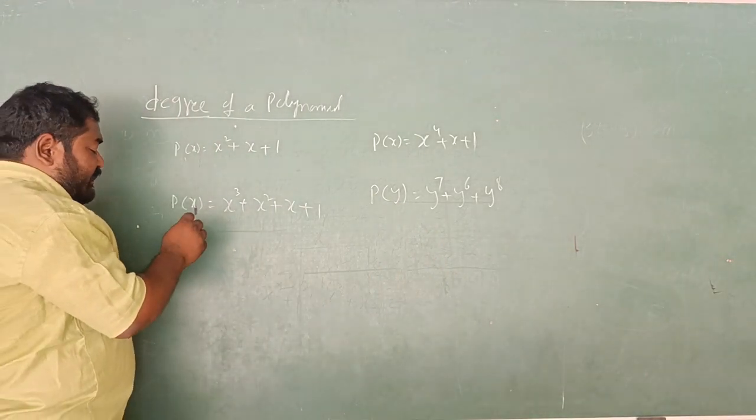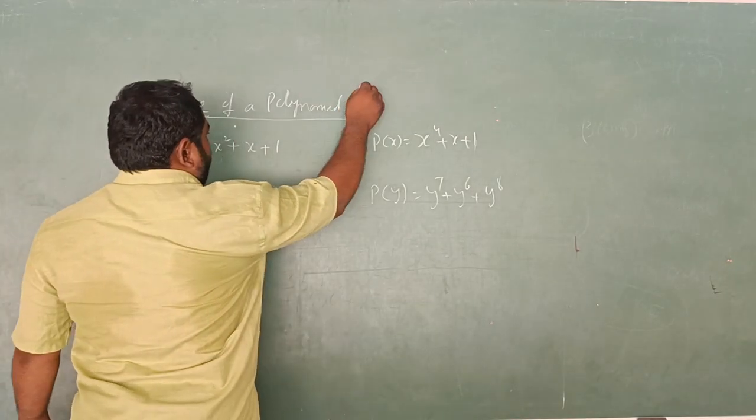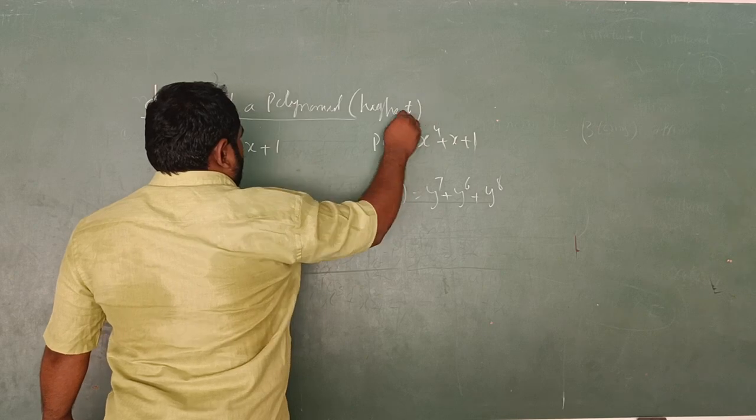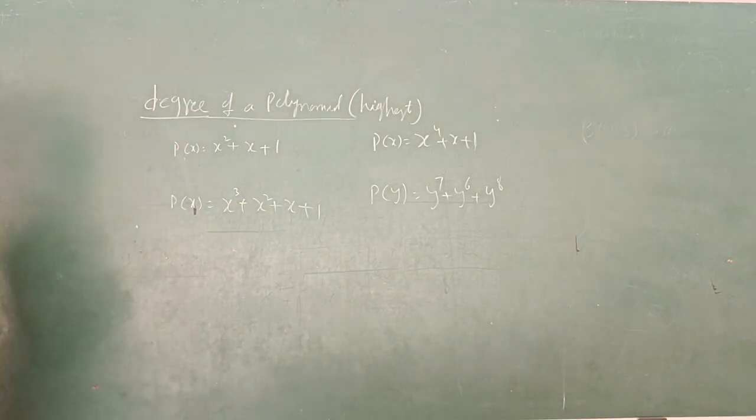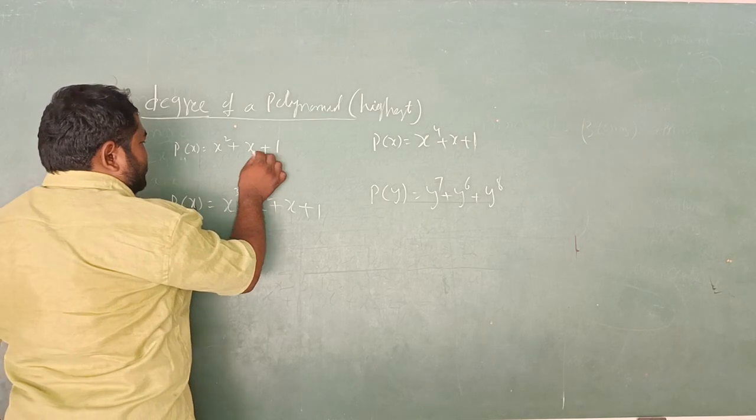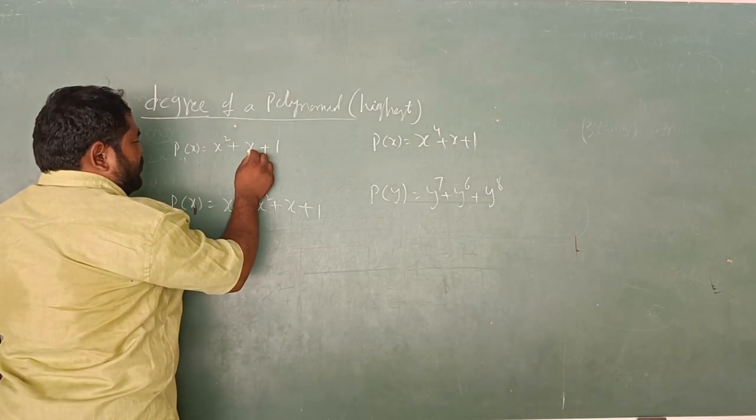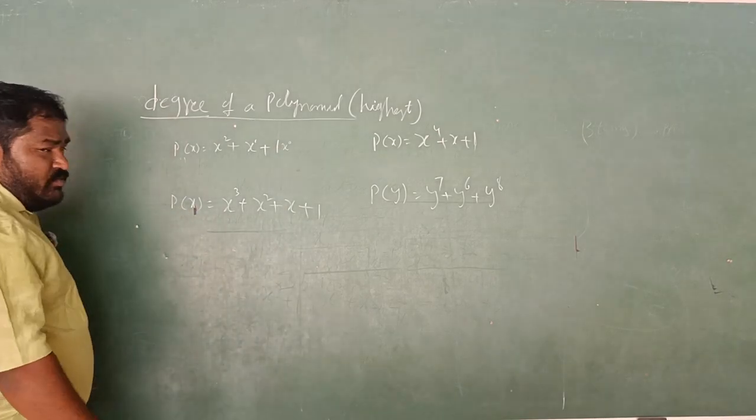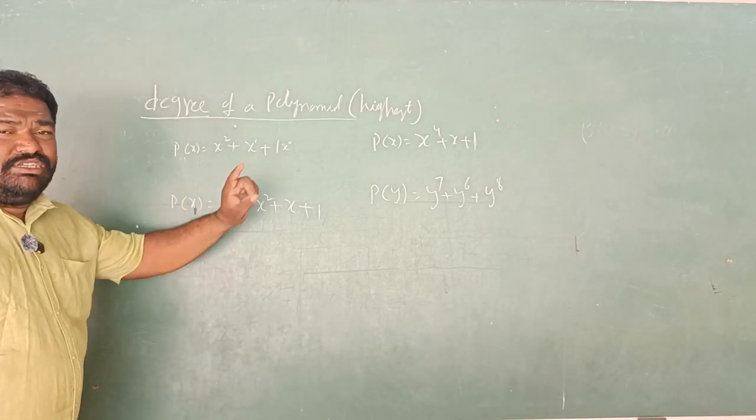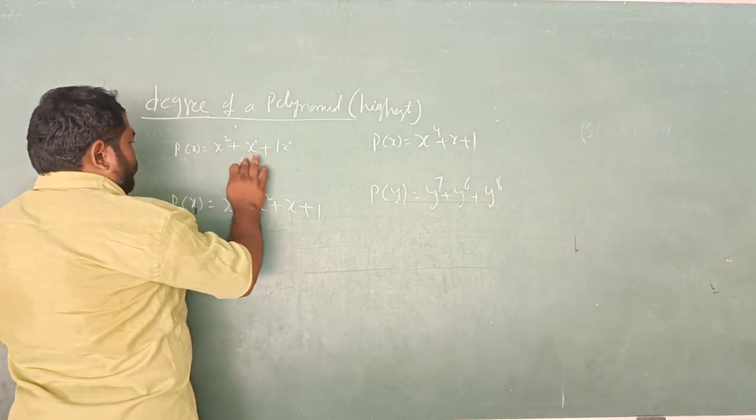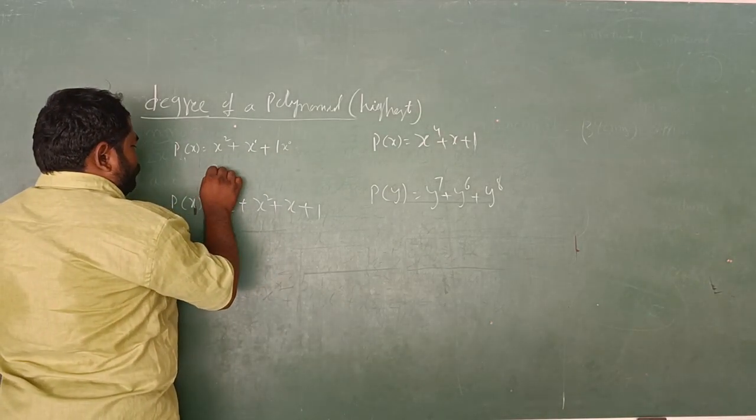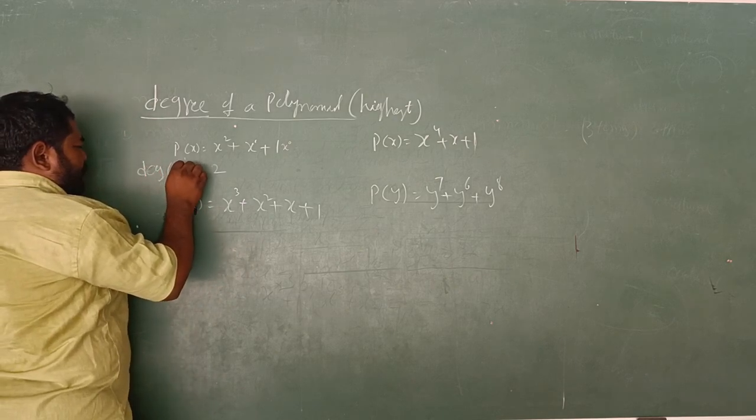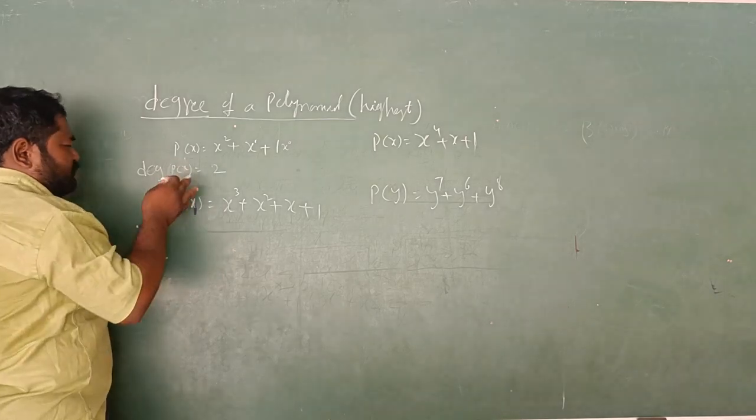According to the definition of degree of polynomial, the highest power of the variable in the given expression. What is the highest power? Here the power of x is 2. Here the power of x is 1. Here the power of x is 0. There is no x term, so we have to put 0. Here the highest power of the variable is 2. Therefore, the degree of p of x is equal to 2.